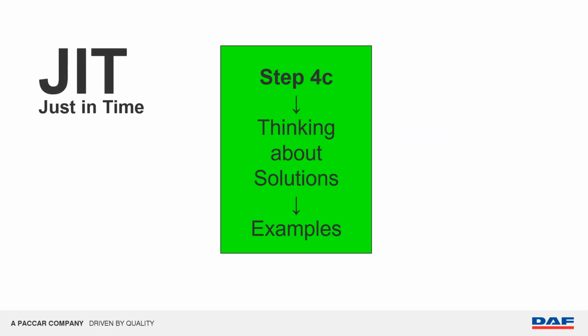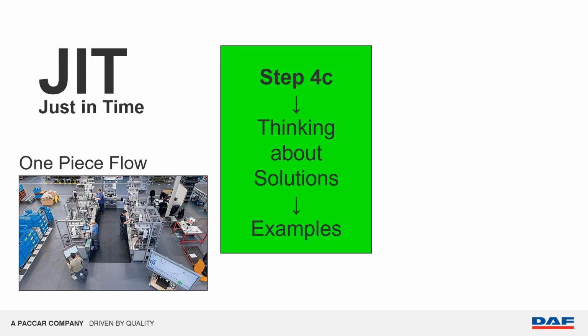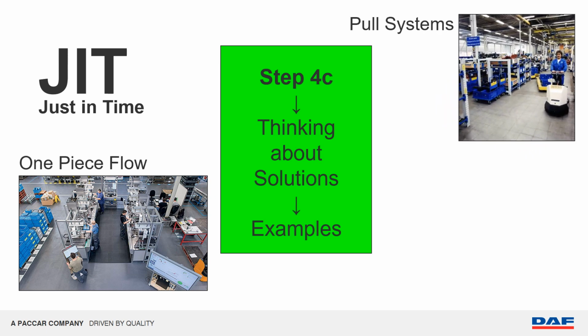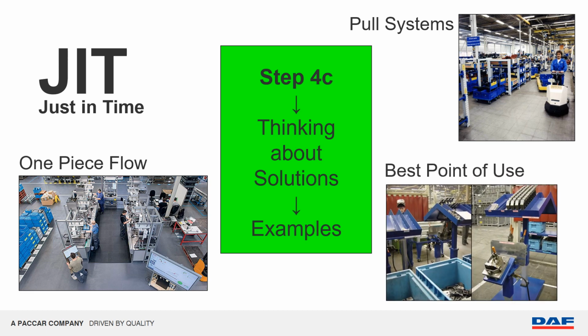JIT. Just in time. What you need, how much you need, exactly when you need it. A way to achieve this is by introducing one-piece flow. Everything is within reach and done step by step, one part at a time. Pull systems. We only make what is needed by the customer, therefore minimizing waste. Another just-in-time solution is best point of use. Materials are located precisely there where they are needed, easily accessible and easy to reach.